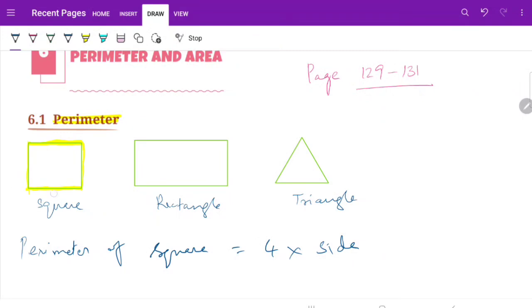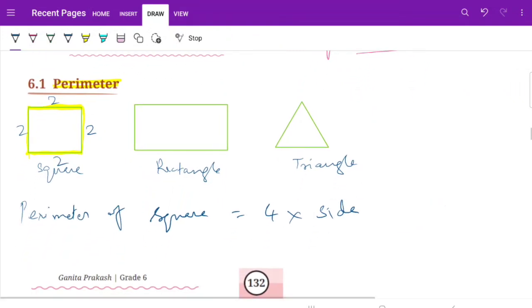For example, if this side is 2 centimeter, then the other side is also 2 centimeter, this also 2 centimeter, so all the four sides will be 2 centimeter. Because in a square all sides are equal, the perimeter of the square means you have to add all these four: 2 plus 2 plus 2 plus 2, 4 times. So the general formula you have to remember to solve the problems is: perimeter of square is 4 into side.